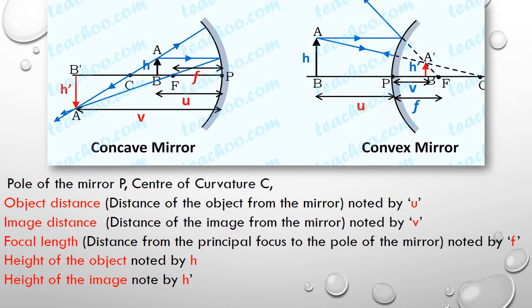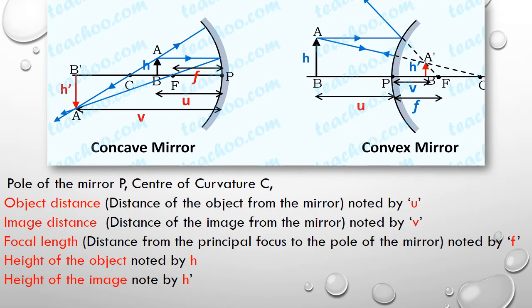Height of the object, you can see the object AB, it's having a height h. So small h is the letter we denote for the height of the object. And height of the image is noted by the letter h'. Now, children, the sign of u will be always negative. Why? Because object is always kept to the left of the mirror, and according to sign convention, the measurements taken from the pole to the left is taken as negative. So u will be negative for both concave and convex mirrors.